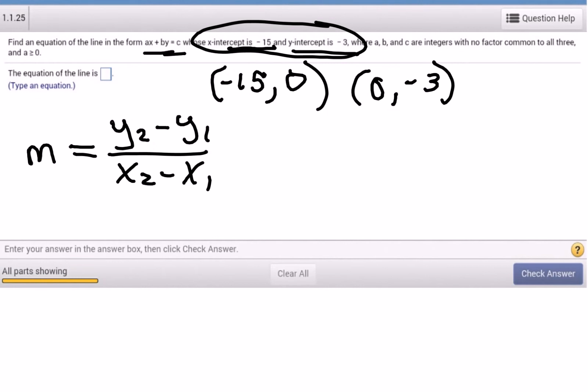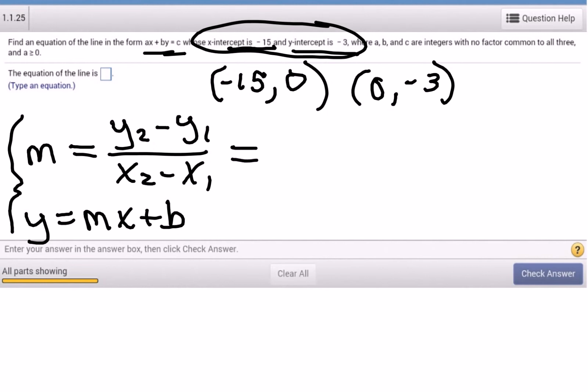The other thing you need to know is the y equals mx plus b form, or the slope-intercept form of a line. These are things you need to get out of that section. Then think about what we have. I can find the slope; I have enough information to do that. I'm going to let this be my x1 and y1, and this be my x2 and y2. It doesn't matter. You could let 0, negative 3 be your x1, y1, and then negative 15, 0 be your x2, y2. It doesn't matter which one.